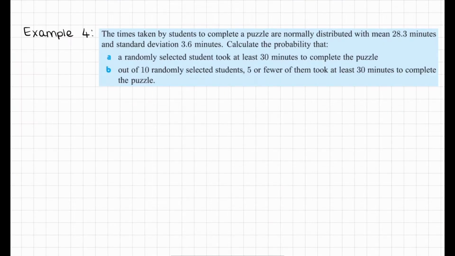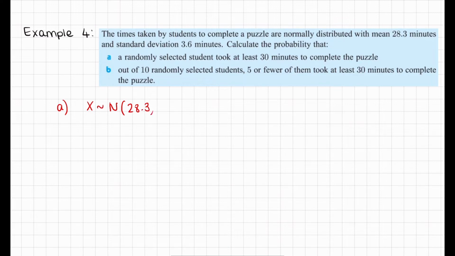Example 4, the times taken by students to complete a puzzle are normally distributed with a mean of 28.3 minutes and standard deviation of 3.6 minutes. Calculate the probability that a randomly selected student took at least 30 minutes to complete the puzzle. And then B, out of 10 randomly selected students, 5 or fewer of them took at least 30 minutes to complete the puzzle. So for part A, from this information our mean is 28.3.